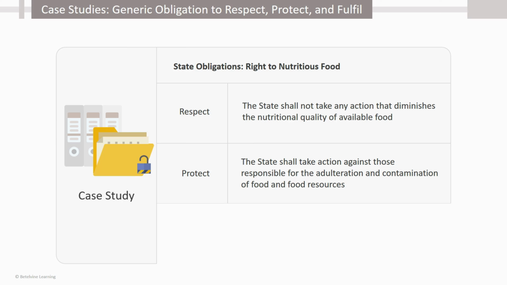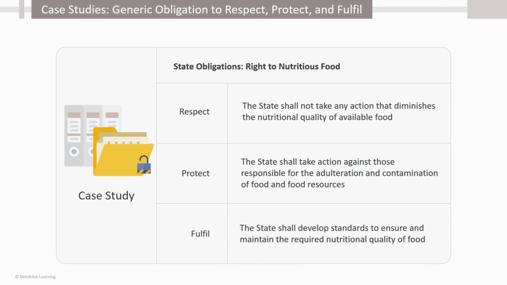Obligation to fulfill. The state should develop standards that help in ensuring and maintaining adequate nutritional quality of food.